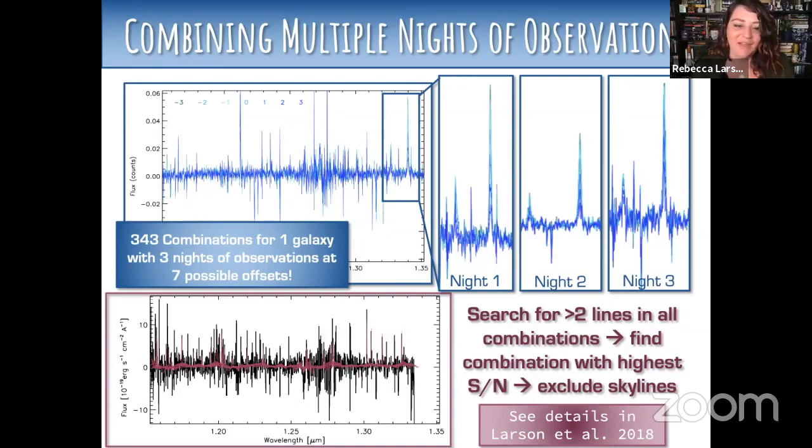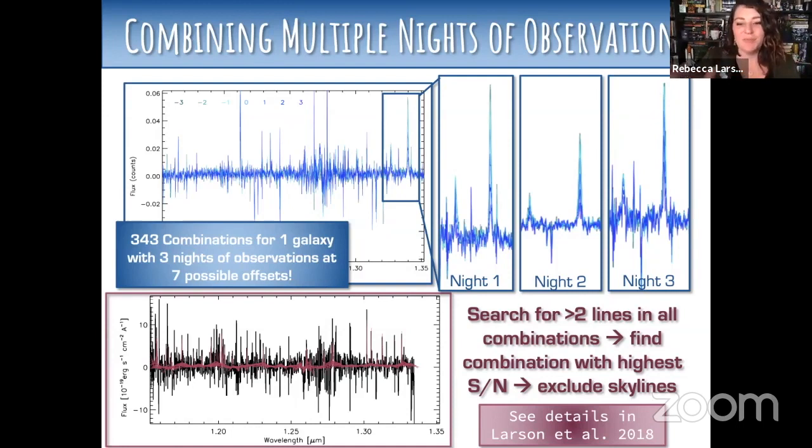Thankfully, in 2018, I worked on an automated line finding code that I used to look for Lyman alpha at redshift 7 in the Hubble GRISM data. And I used that same code to automate a search for emission lines in every single one of these 343 spectra. And so what I looked for was emission lines that were greater than 2 sigma in any of the combinations. And then I looked for the combination where we found it with the highest signal to noise. So when we matched all of the offsets correctly, we get the total flux of the line that we detected. And so we also had to do away with the skylines.